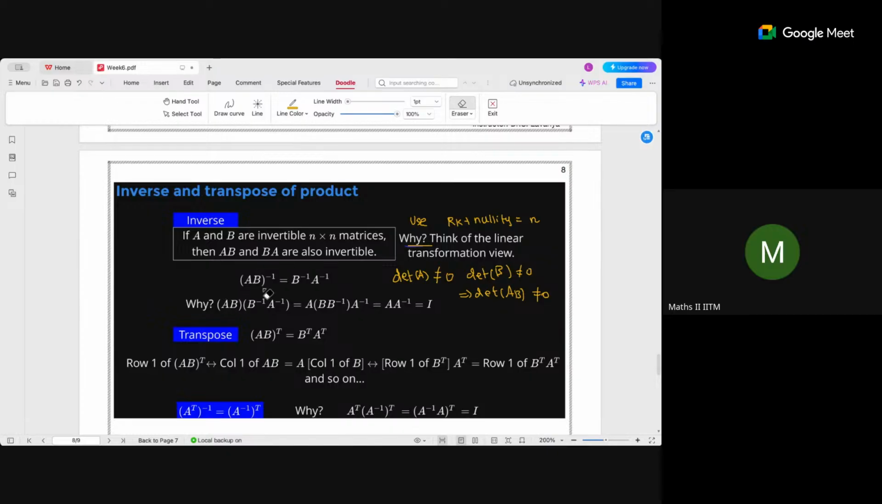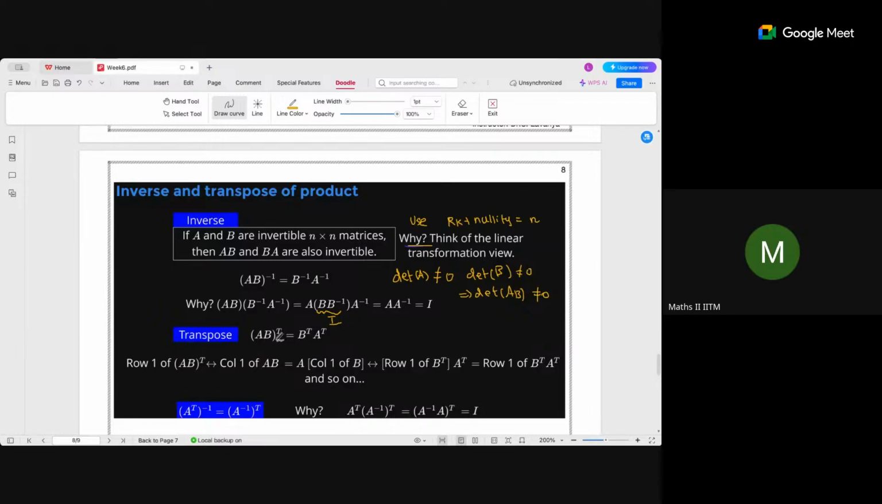So (AB) whole inverse, assuming this statement is true, is B inverse into A inverse. How can you see that? Simply multiply AB with this, and since matrix multiplication is associative, you can switch the brackets. So this part is now identity, and then only A into A inverse remains, and that is again identity. So (AB) whole inverse is B inverse A inverse. Remember, the positions are switched when taking the inverse.